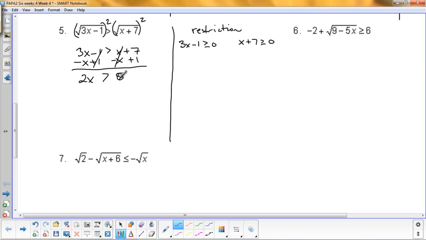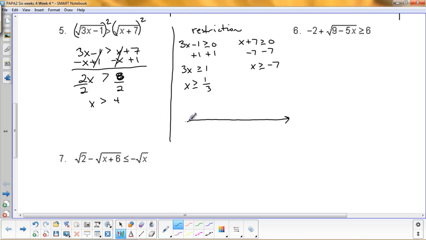Sorry, let's try our adding skills again, shall we? 8. X must be greater than 4. We're going to add 1 to both sides. 3x greater than or equal to 1, so x must be greater than or equal to 1/3. X must be greater than or equal to -7 as well.